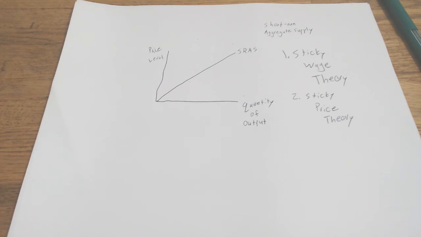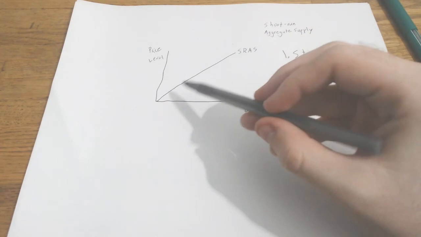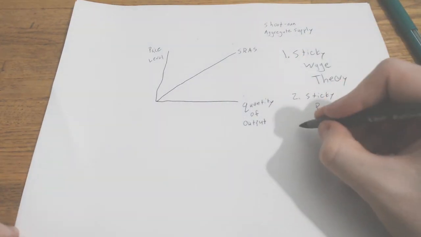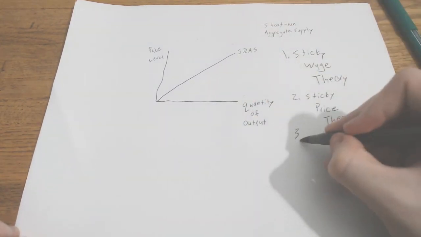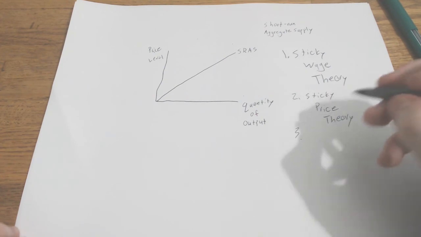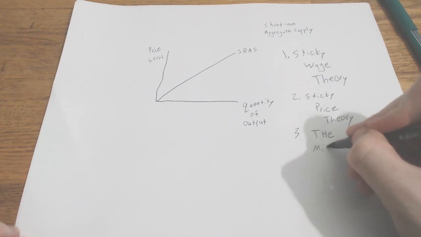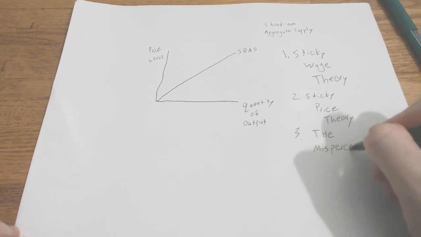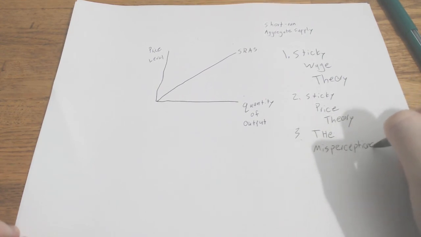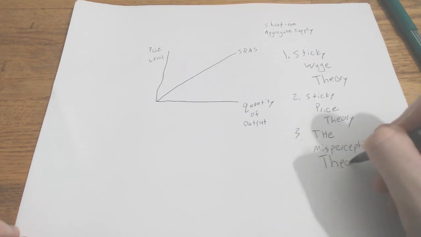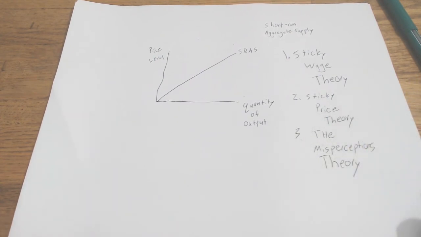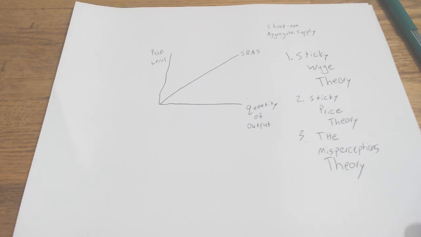That covers why the short-run aggregate supply has this positive slope. Number three was the misperception theory. What would shift the short-run aggregate supply?